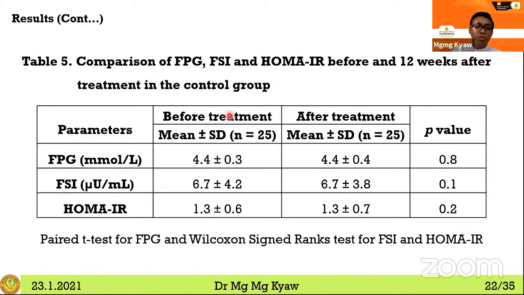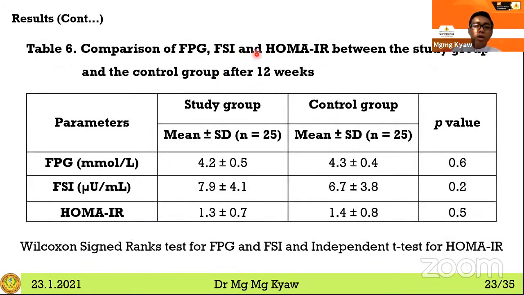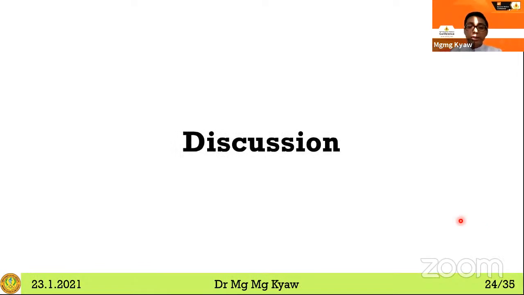In the control group, the comparison of fasting plasma glucose, fasting serum insulin, and HOMA-IR before and after treatment shows no significant difference. After the 12-week treatment intervention, comparison of fasting plasma glucose, fasting serum insulin, and HOMA-IR between the study group and control group shows no significant difference. Discussion.